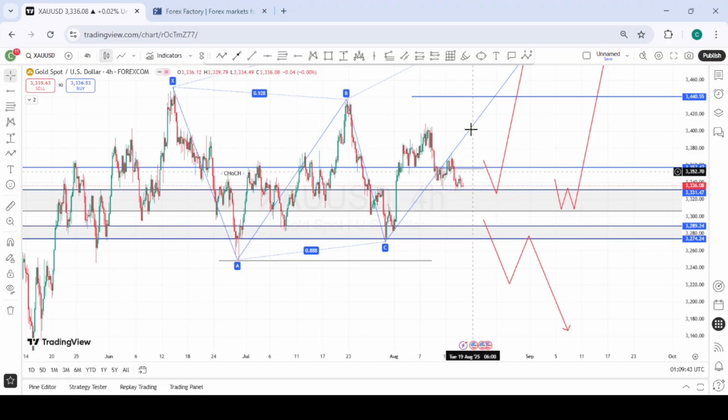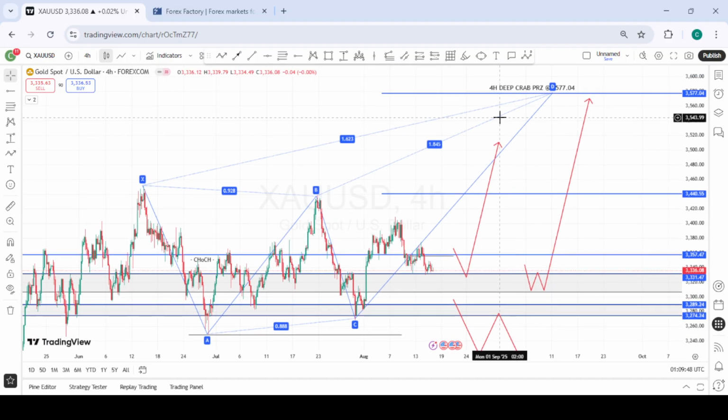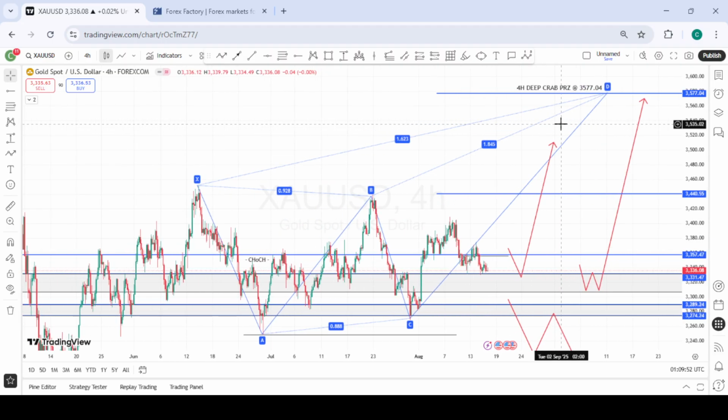So until then, we are still bullish on gold, and we'll be looking forward to potential for our deep crab pattern to the upside, which will possibly give us a new all-time high on gold.